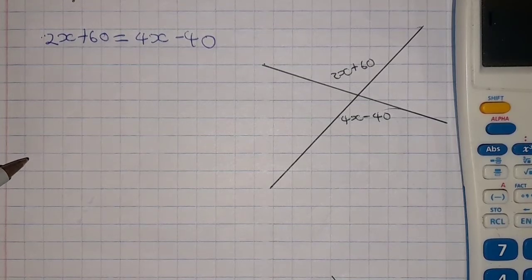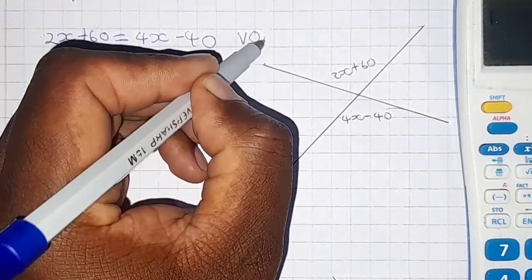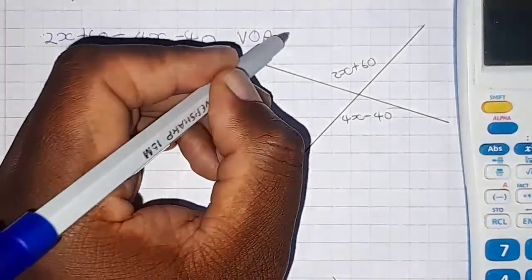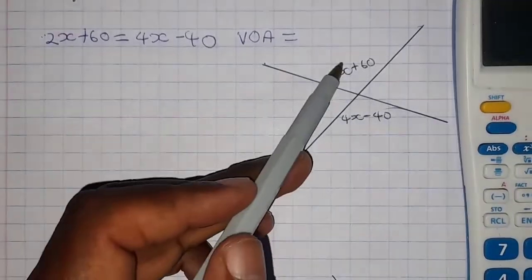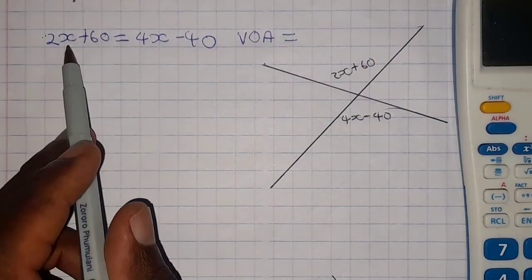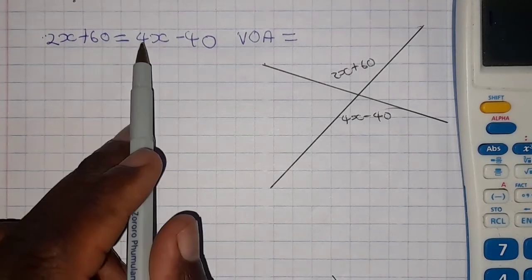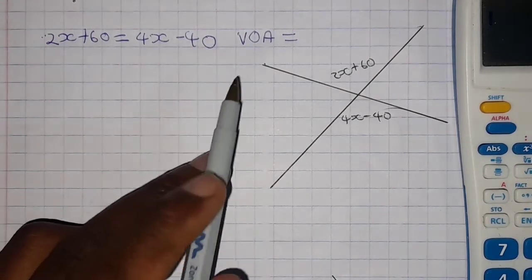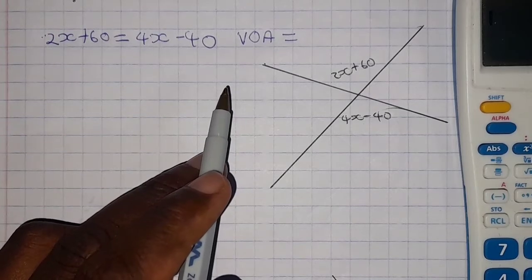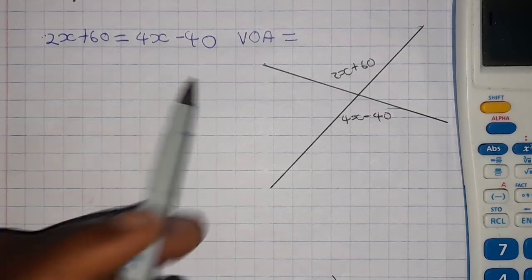We need to give a reason here also. It's vertically opposite angles are equal. This and that one are vertically opposite angles, so they are equal. That's the reason why we equated them here. 2x plus 60 is equal to 4x minus 40. Now, to get the value of x, we now have an equation here. We just have to solve the equation for x.